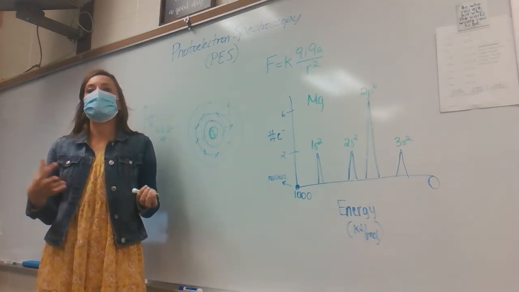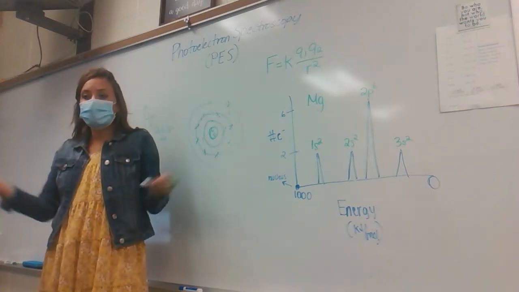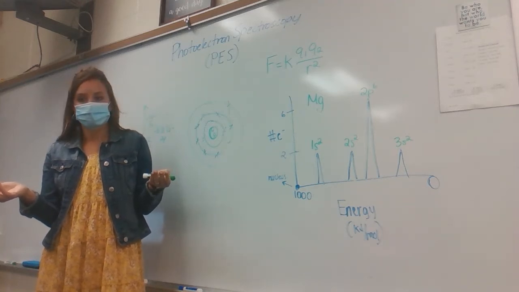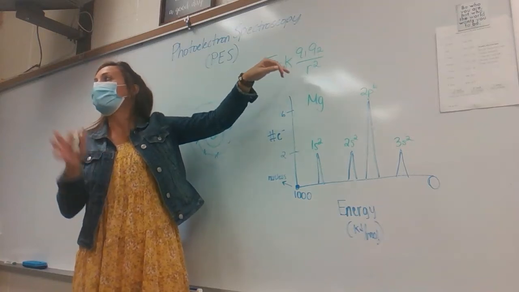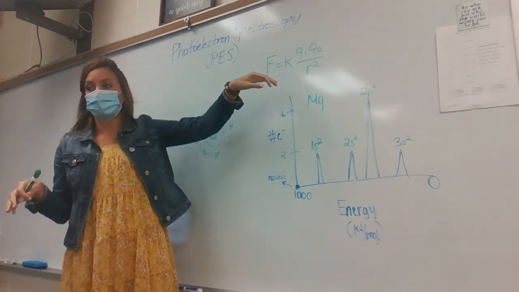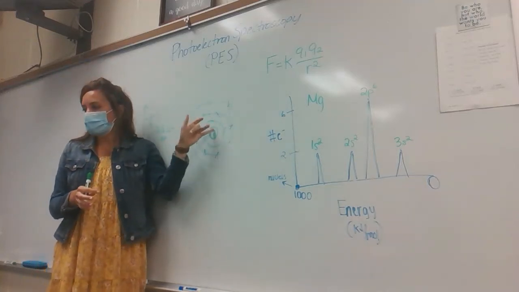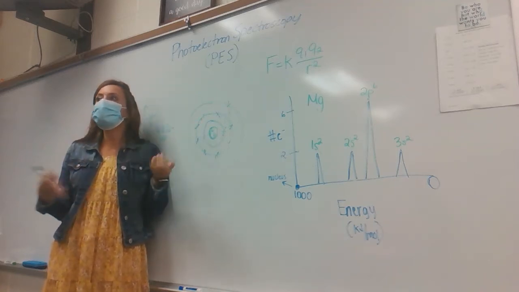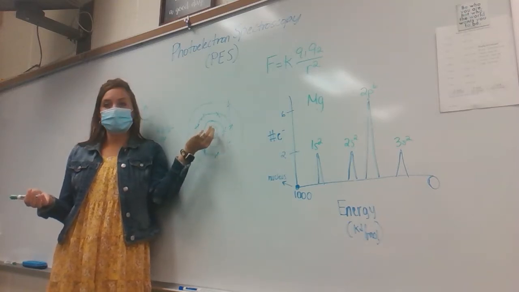We use PES diagrams to identify atoms, to look at their electron structure. And it all works because of Coulomb's Law and the amount of energy it takes to remove every single electron. And there's this misconception that we could never remove these electrons in here. You can. It just takes a huge amount of energy to remove them because they're pulled so tightly by the nucleus.